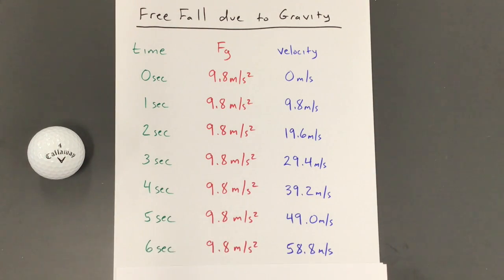After falling for 6 seconds, gravity is still pulling it down at a rate of 9.8 meters per second squared. Its velocity is now 58.8 meters per second.